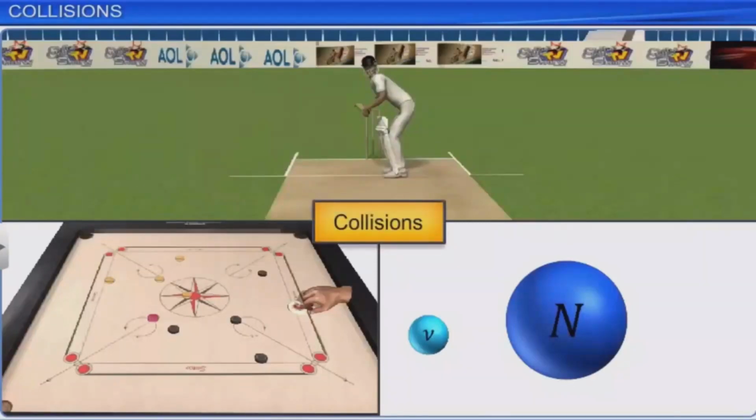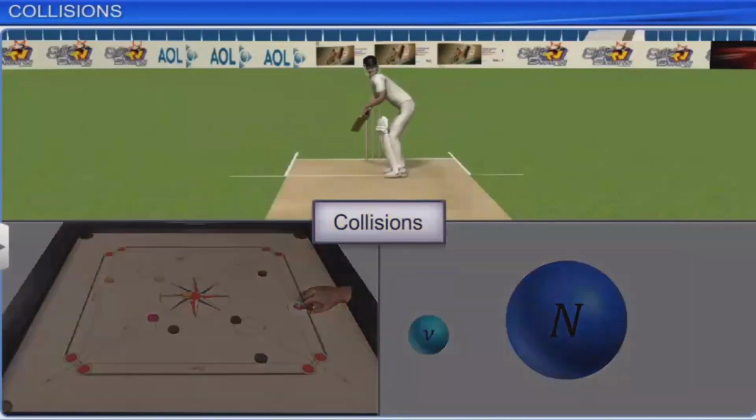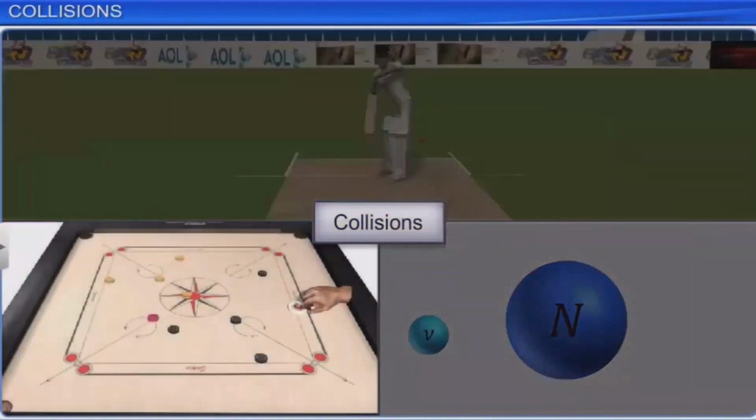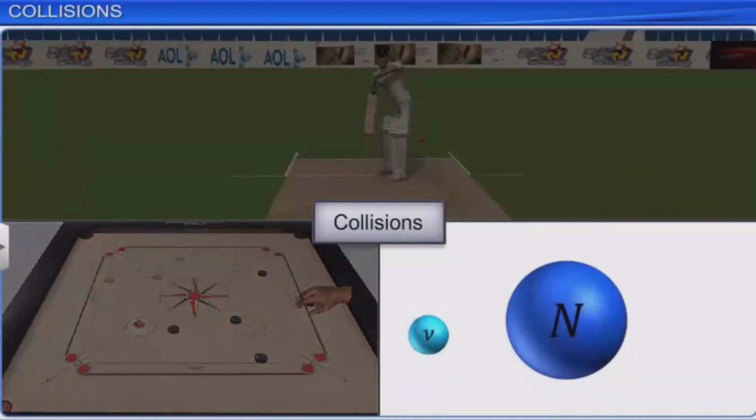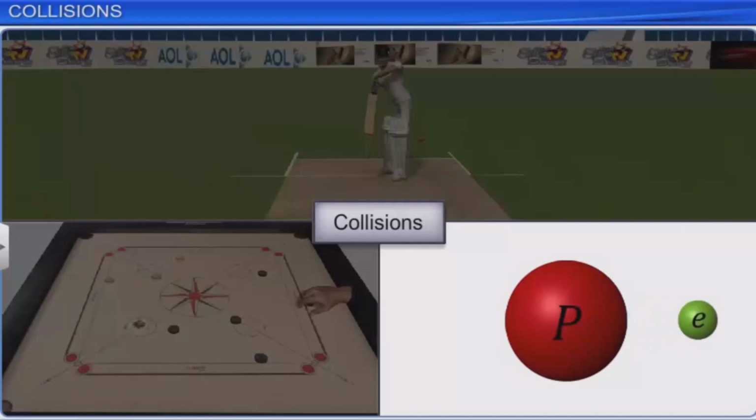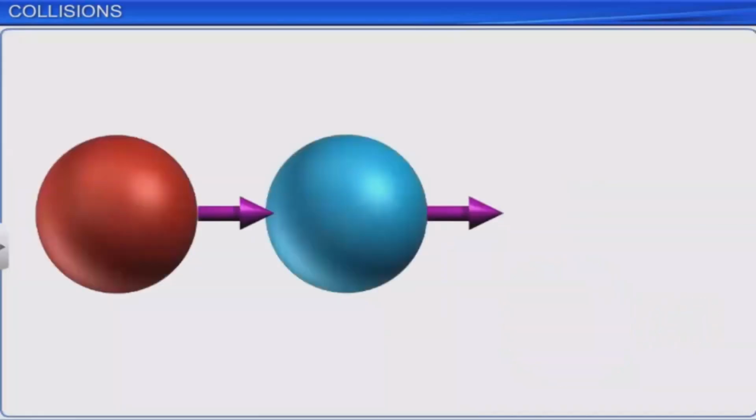We come across many types of collisions between different bodies in our daily lives, like the collision between a bat and ball, and the collision between a striker and coins in a game of carom. In the subatomic world, we find collisions between various subatomic particles. For example, a subatomic particle called a neutrino collides with another subatomic particle, a neutron. The neutron disappears and one finds a proton and an electron as products of this collision.